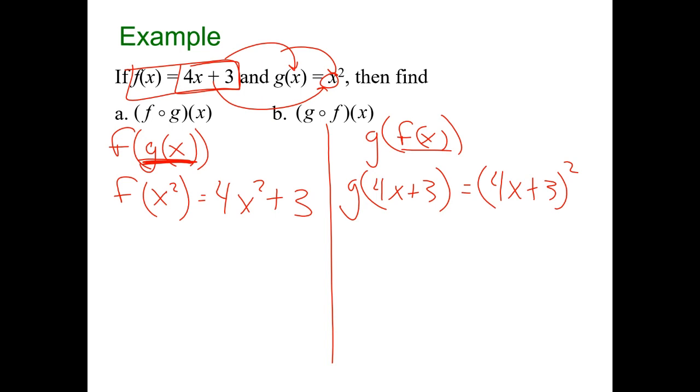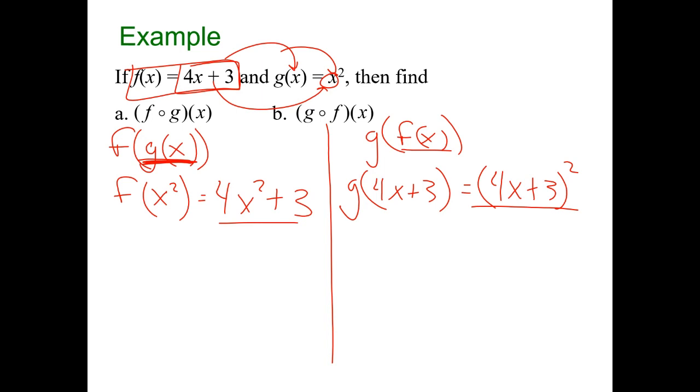Nothing else about the equation changes with either of these. On the left, I still have 4 plus 3, but x became x squared. On the right, I still have squared, but x became 4x plus 3. Nothing else about the equation changes, just the value of x. The value of x changes to the other function. And so now I have that, I have that. Those are the compositions, f of g of x and g of f of x.